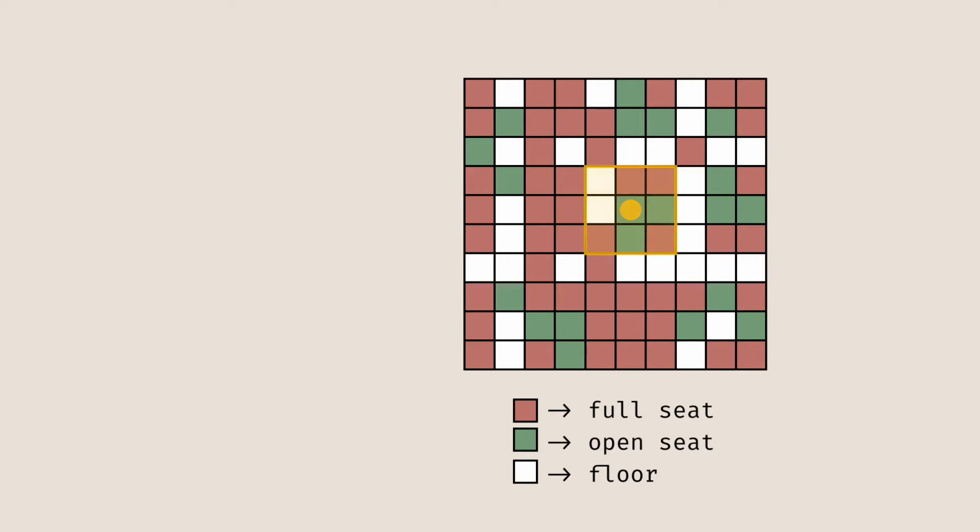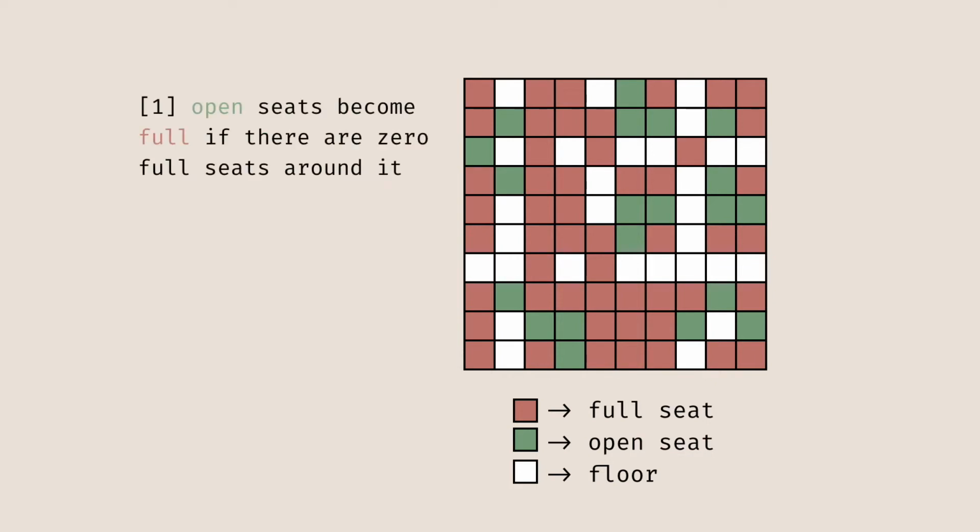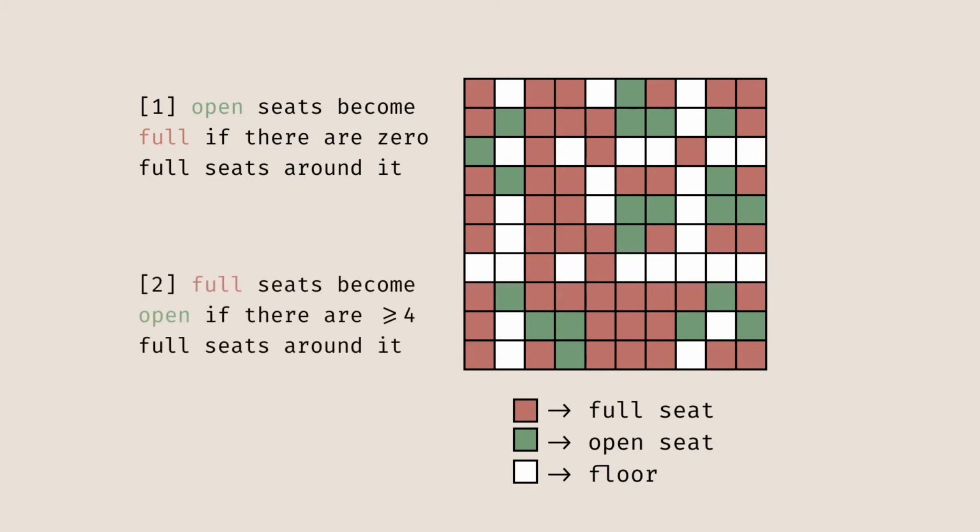With that, we're going to have 2 rules to decide how we can change a position of our floor plan. Here's our first rule: an open seat becomes full if there are 0 full seats around it. Do keep in mind that we're using green to represent open seats and red to represent full seats. Our second rule says that if we have a full seat, it can become open if there are greater than or equal to 4 full seats around it. These 2 rules give us the criteria for flipping a green to a red and a red to a green. Before we see how this grid evolves over time, let's practice doing one manipulation.